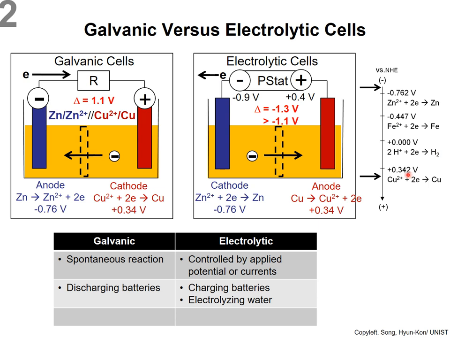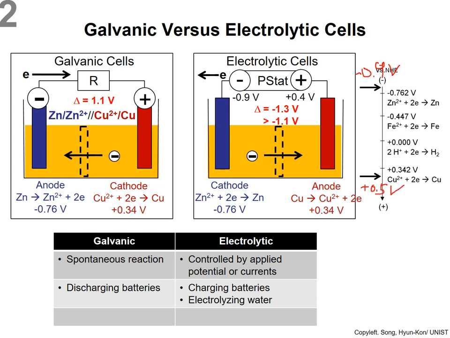Then I'd like to apply some potential onto the blue electrode, or zinc electrode, at some energy level which is more negative than minus 0.762 volt. So let me say I have applied the potential at minus 0.9 volt to the zinc electrode. Also, I want to apply a potential onto the copper electrode which is more positive than the copper 2+/copper electrochemistry. So let me say plus 0.5 volt.